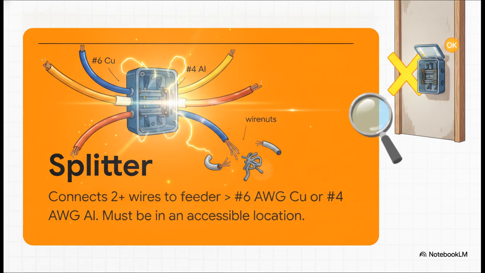You might be wondering, why those specific sizes? Well, think about it. Once you get bigger than number 6 copper, standard wire nuts and pigtails just don't cut it safely anymore, right? You need a dedicated metal enclosure with proper terminal blocks or bus bars to make those heavy-duty taps. And remember, the rule says this enclosure must be in an accessible location. You literally cannot bury this thing behind drywall without a removable cover.